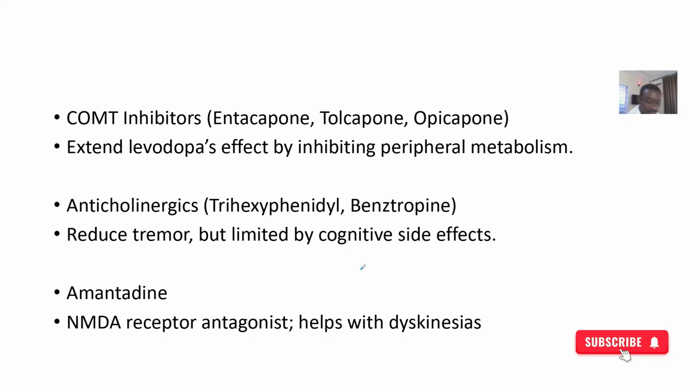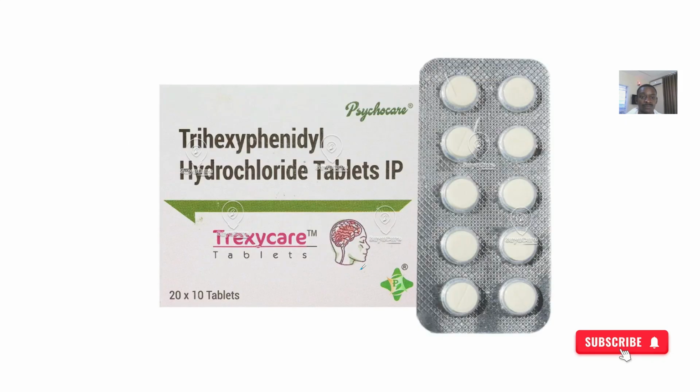So you can also use all these other drugs like entacapone, tolcapone, opicapone. They extend the levodopa's effect. So they basically make the drug much more useful to you. Okay, the anticholinergics like trihexyphenidyl, benztropine. Then you also use another drug which is known as amantadine, trihexyphenidyl.